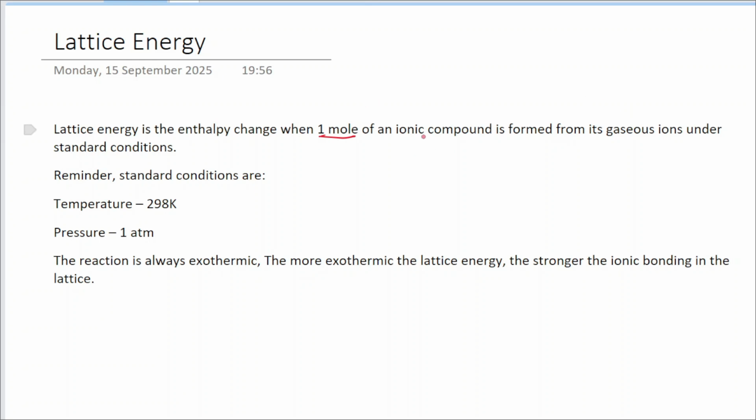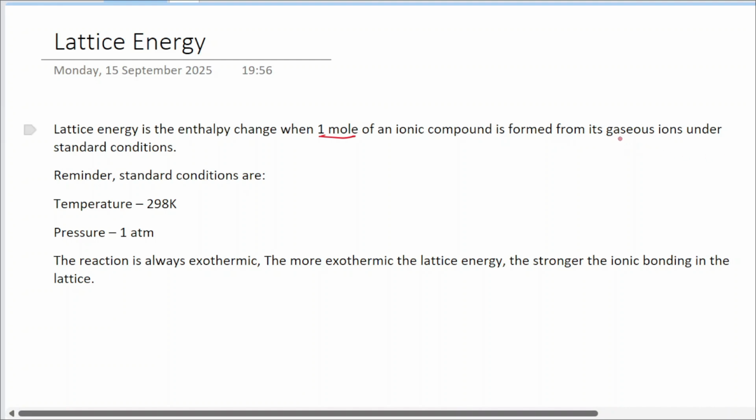Right? So there's a couple of key terms in the definition. The first thing is that it's supposed to be only 1 mole of an ionic compound. Then secondly, it's supposed to be formed from its gaseous ions. So ions can exist in various states, but in the definition we are particularly talking about gaseous ions and under standard conditions. To recap, what is standard conditions? Standard conditions are temperature has to be 298 Kelvin, which is basically the room temperature, and pressure has to be 1 atmosphere. Right? So let's take an example of this.